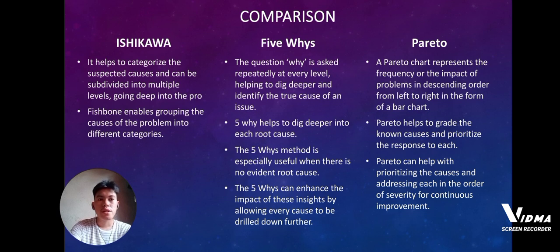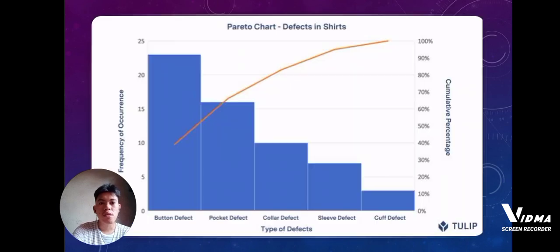And the Pareto chart, however, represents the frequency or the impact of the problems in descending order from left to right in the form of a bar chart. A Pareto chart helps to grade the known causes and prioritize the response to each. And the last point for the Pareto chart is it can help with prioritizing the causes and addressing each in the order of severity for continuous improvement. So that's all. Thank you.